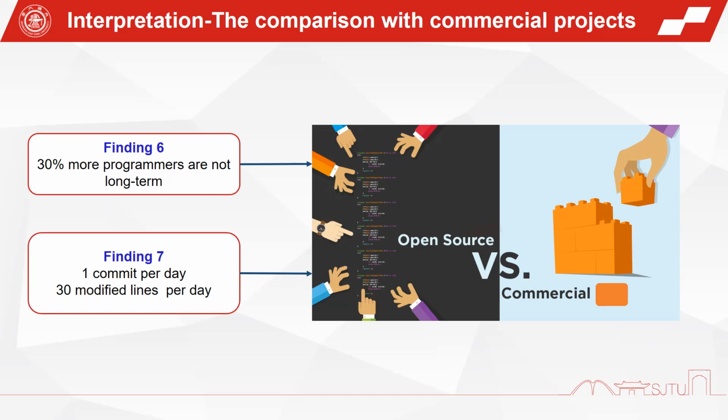Third, the comparison with commercial projects. Findings 6 and 7 show the activity of programmers in open source development, and some numbers look low. However, our results are not indicators for the efficiency of either open source or commercial paradigm.